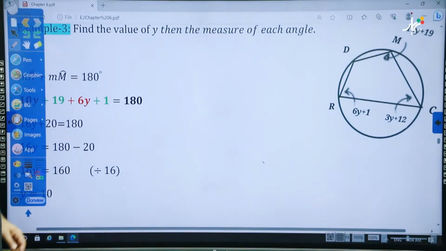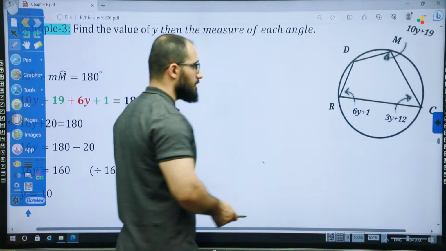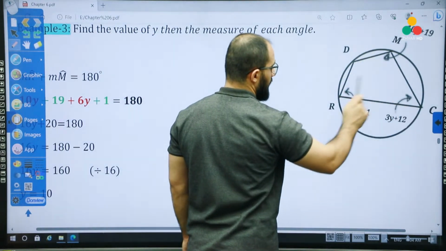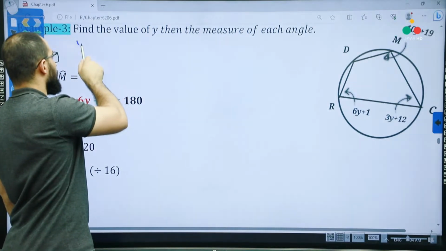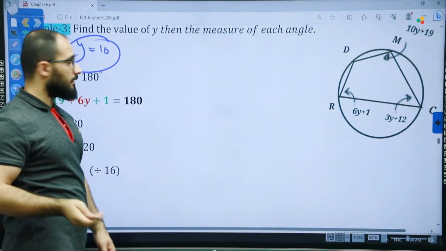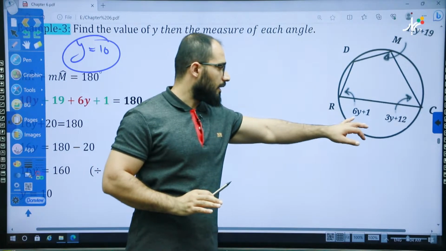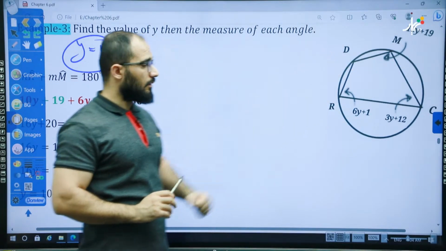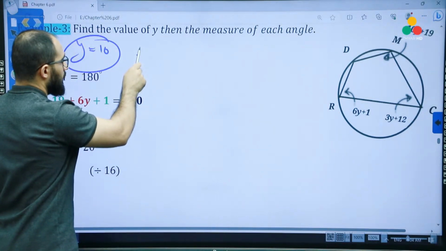Then it says find the value or the measure of each angle. It means find the measure of M, C, R, and D. It's quite easy because we have found that y is equal to 10. The only easy step that we are going to do is put the value of y here, then you get the measure of the angle. First, let's find the measure of m.